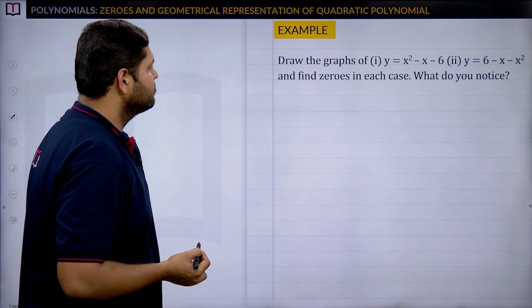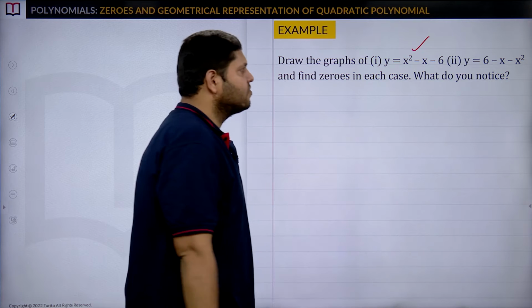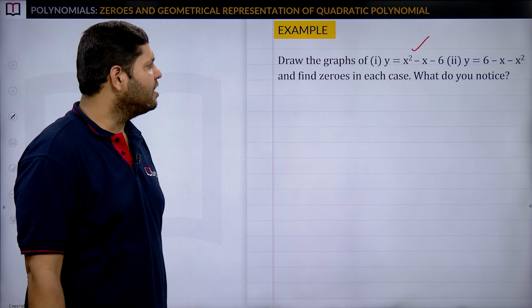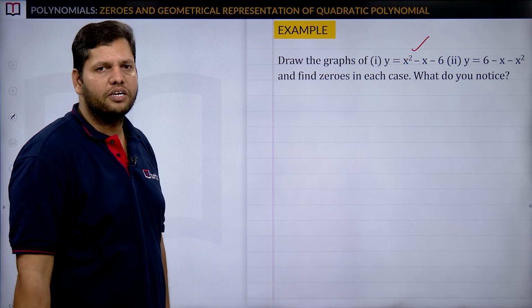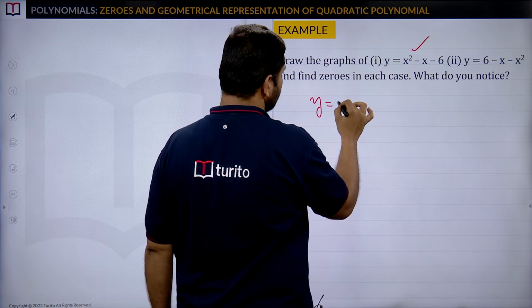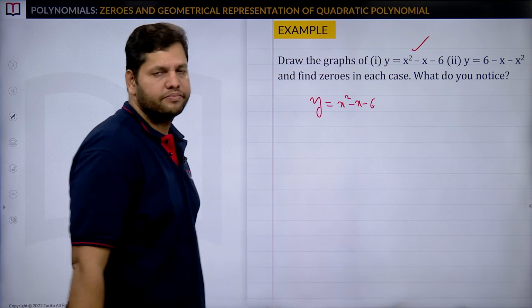Next, children, listen here. Draw the graph of the polynomial expression y is equal to x square minus x minus 6, and find the zeros of the polynomial and note what you noticed. So that is the question. Now, children, what is the given polynomial expression? y is equal to x square minus x minus 6.